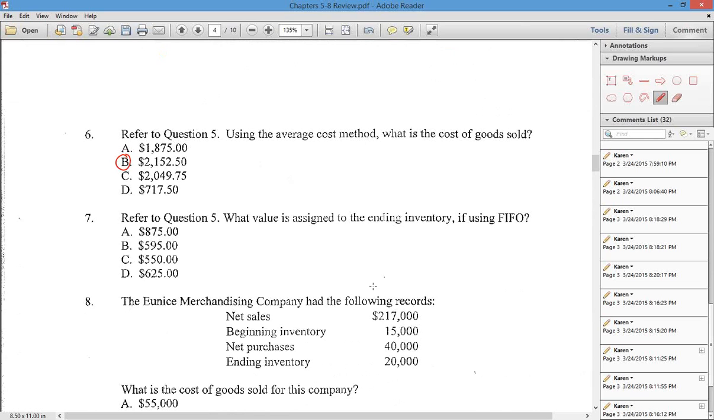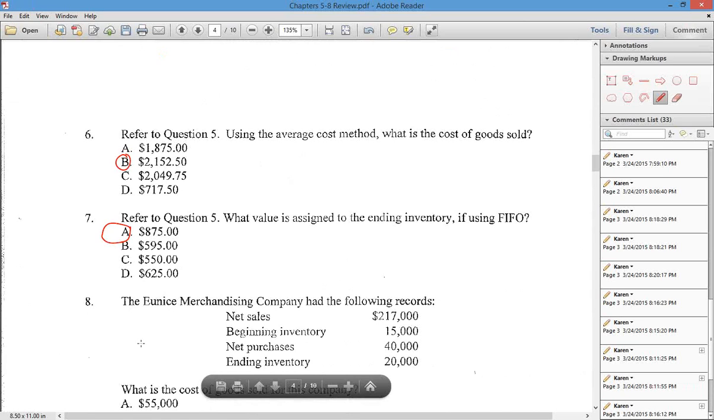25 times 35 happens to be, it's kind of unfair because I've already got all my calculations done on a paper in front of me. I'm just trying to show you, but 25 times 35 is 875. So my cost of ending inventory is 875.